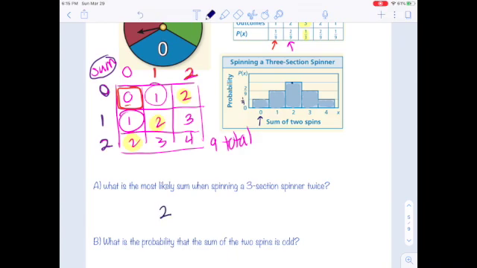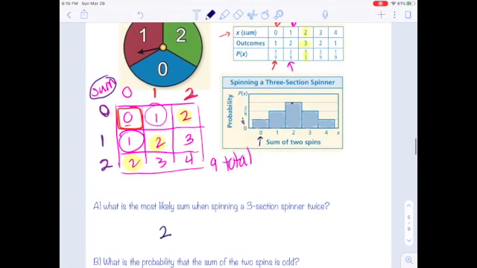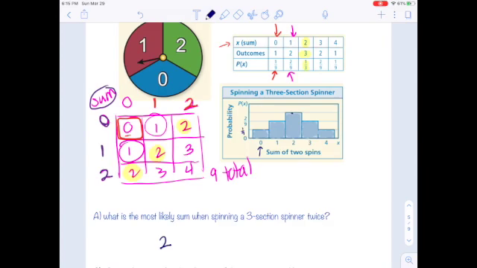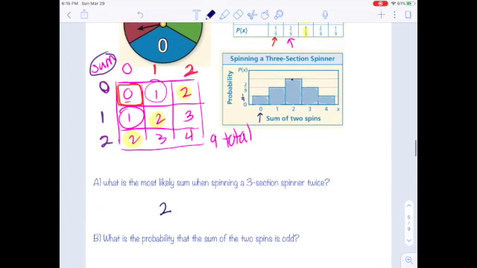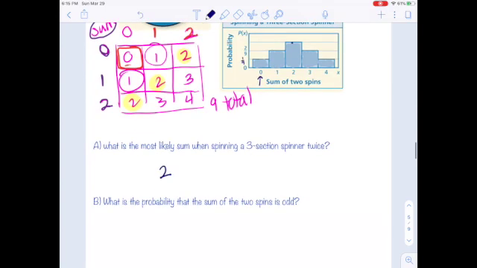So your most likely sum would be a 2. And then what would be the probability that the sum of the 2 spins is odd? Okay, so look back. Which sums are odd? You would have 1 here and a 3. So that's 2 possible outcomes for the 1 and 2 possible outcomes for the 3.